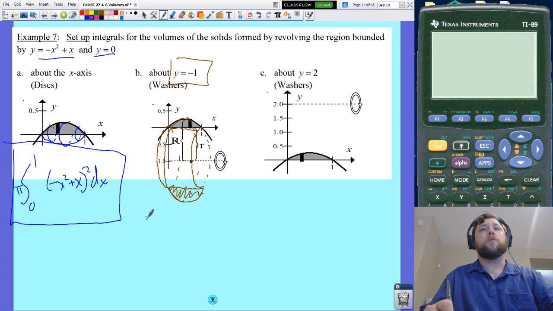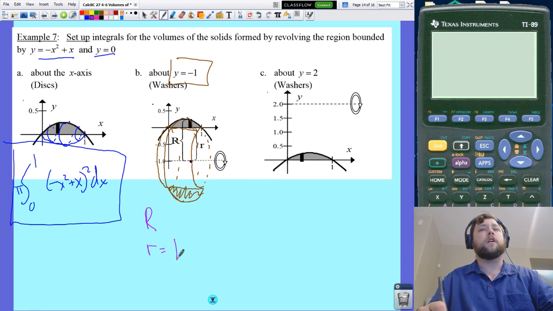So what is the radius of each of these? Let's do little r first. What's the length of little r? Notice the length from the axis to where little r cuts off. Since it's about y equals -1, the length of this gap is always 1, because it's from -1 to the x-axis right here. So my radius is going to be 1 for little r.